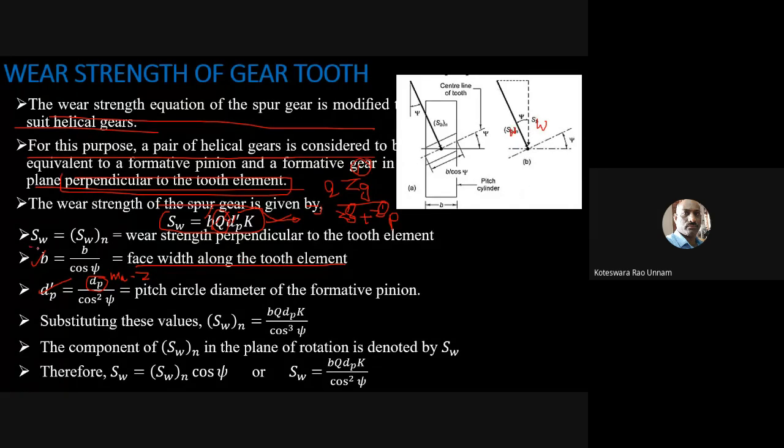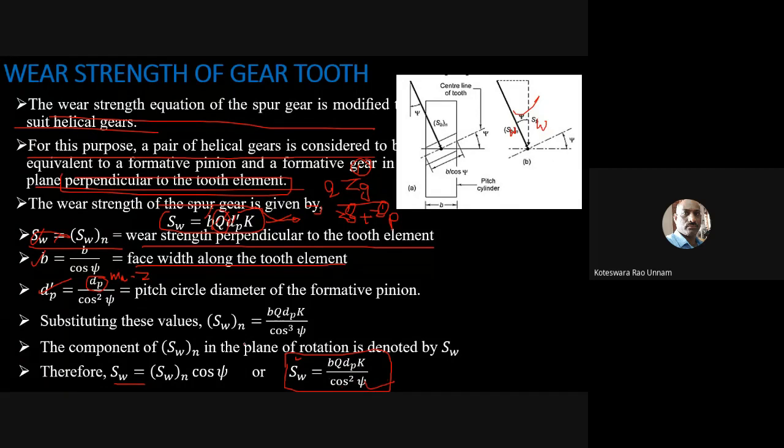Then there is a relation between SW and SWN, where SW is the wear strength perpendicular to the tooth element. The relation between the two is that SW is nothing but SWN into cos psi. So from this triangle you can easily find that. Now if you substitute all those parameters into this equation, you will get SW equal to B Q dP K divided by cos square psi.